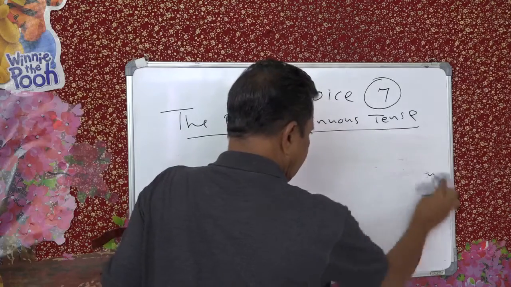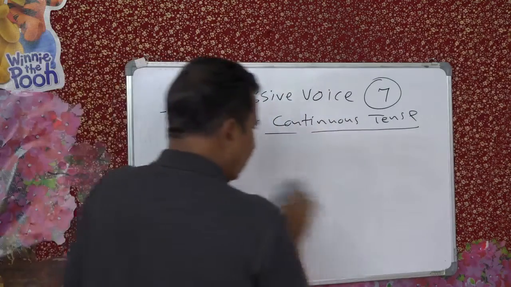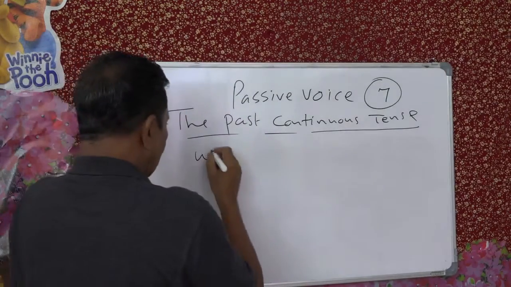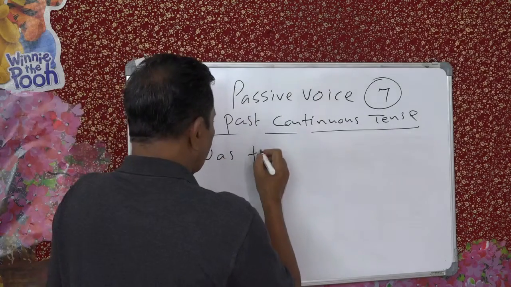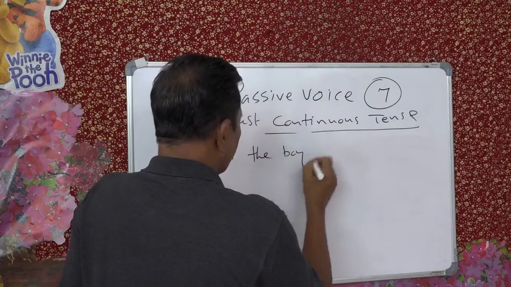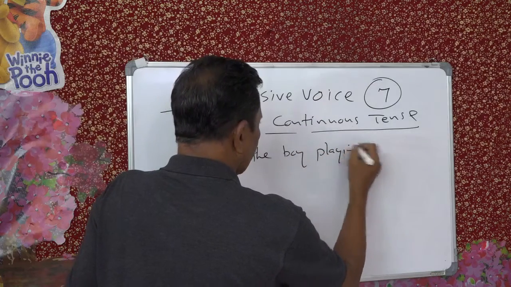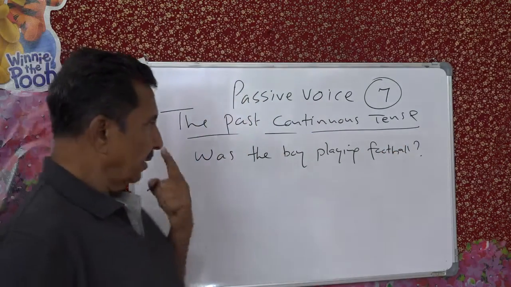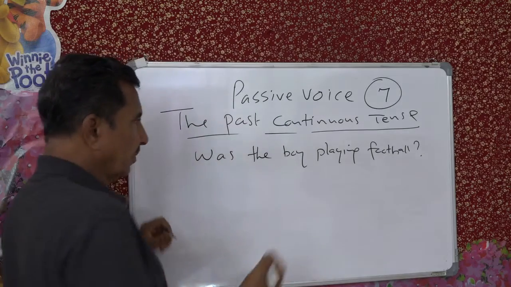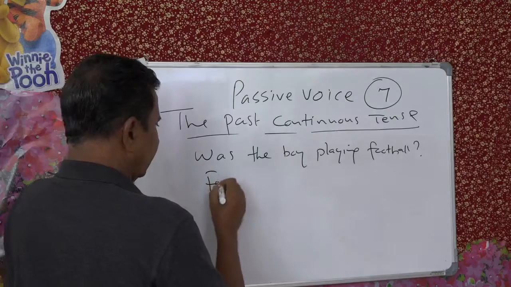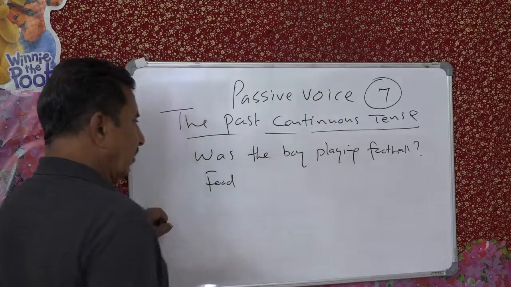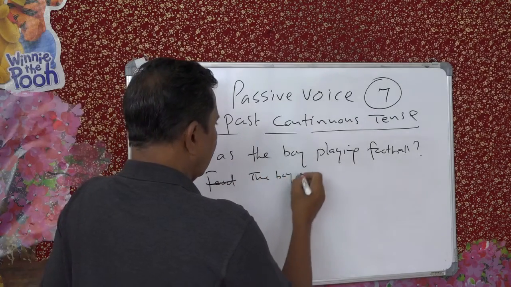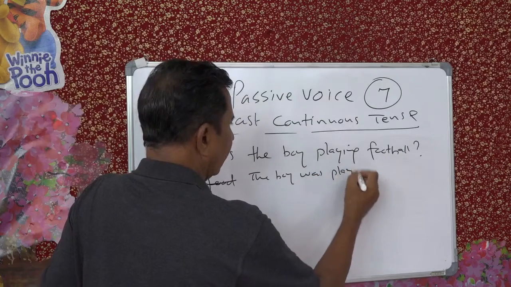So now let's see yes or no question. Same process, so still one example, one or two examples will show you. Okay, let's say: was the boy playing football? Question mark. So what will you do? Simple. You will make it a statement. Football. A statement will be the boy was playing football.